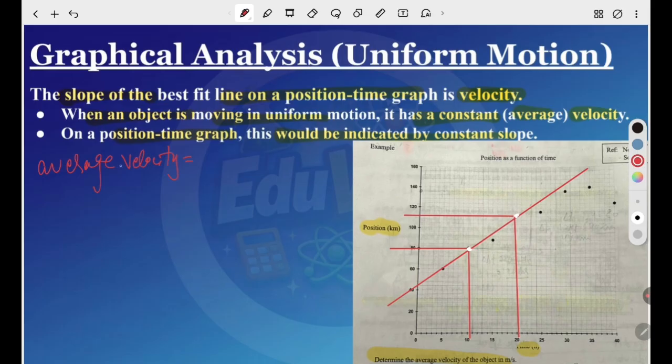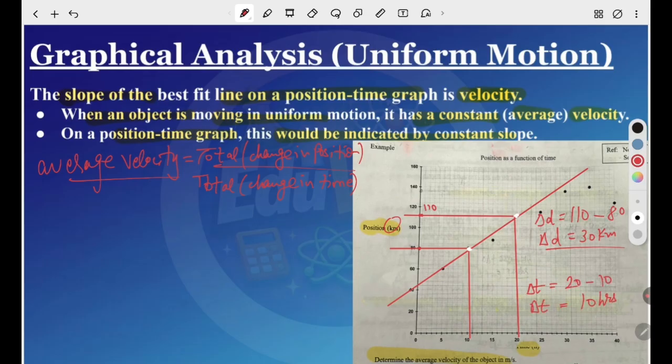So for the average velocity, you have to know that we need the total change in position. We have the 2 points on the y-axis, one is this and one is this, and when we do the subtraction for both, we get the change in position. And same for the time, we have 2 times on the x-axis, so we do change in time. For position, we get this is 110 approximately, which is between 100 and 120. So we have 110 minus 80. From here we get 30 kilometers because this is in kilometers. And for time, we have delta t, which is approx 20 minus 10, and we get 10 hours because this is in hours.